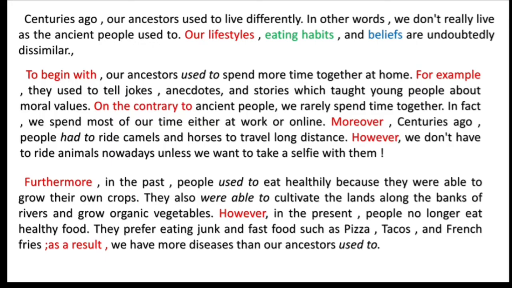إذن furthermore, in the past people used to eat healthily because they were able to grow their own crops. They also were able to cultivate the lands along the banks of rivers and grow organic vegetables. However, in the present, people no longer eat healthy food. They prefer eating junk and fast food such as pizza, tacos, and French fries. As a result, we have more diseases than our ancestors used to. الآن أنهينا معالجة الفكرة الثانية وهي eating habits.